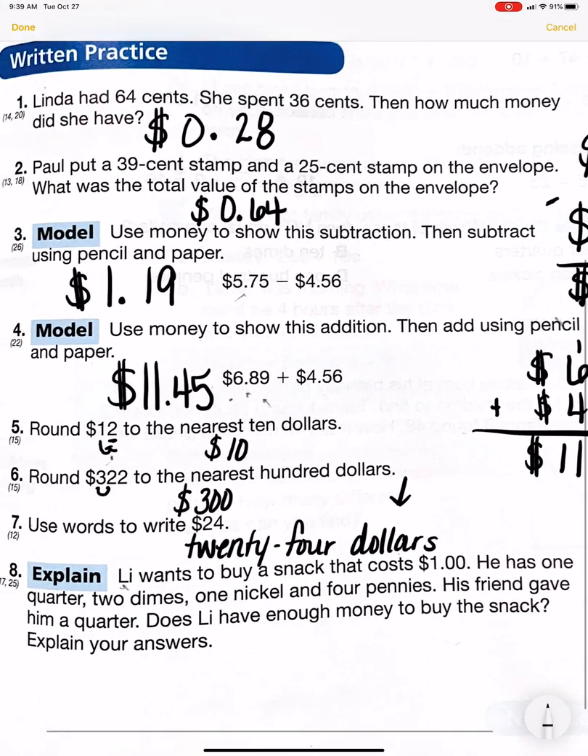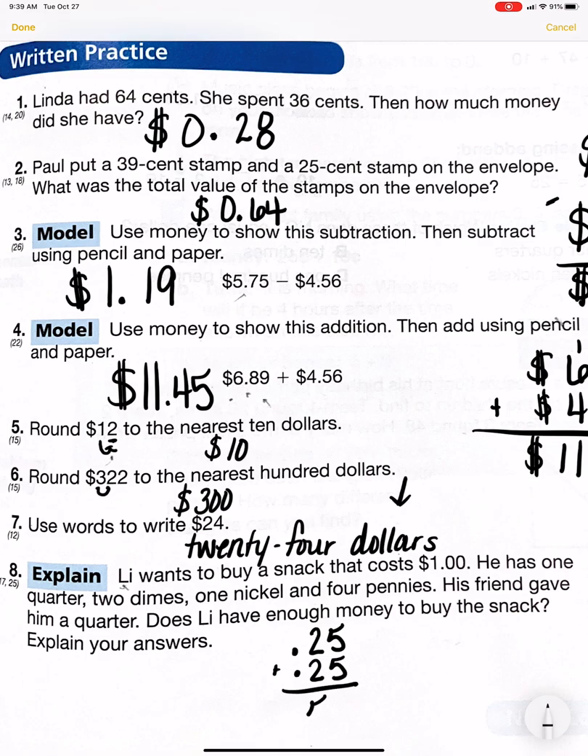Lee wants to buy a snack that costs $1. He has 1 quarter, 2 dimes, 1 nickel, and 4 pennies. His friend gave him a quarter. Does he have enough money to buy the snack? So I'm going to go ahead and say we have 2 quarters, because at the end of the problem his friend gave him another quarter.